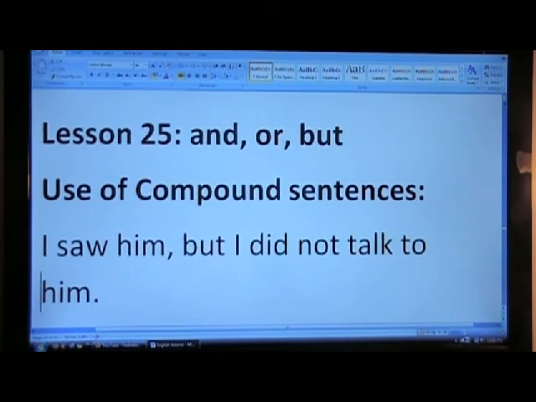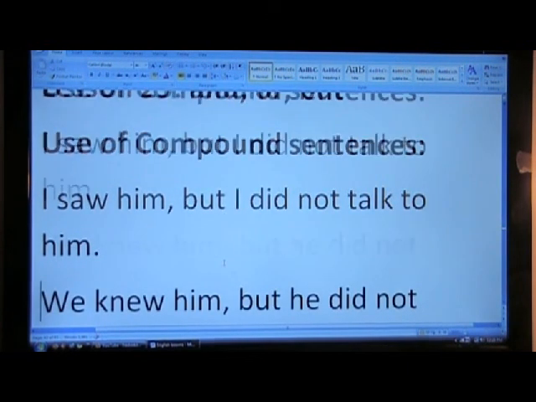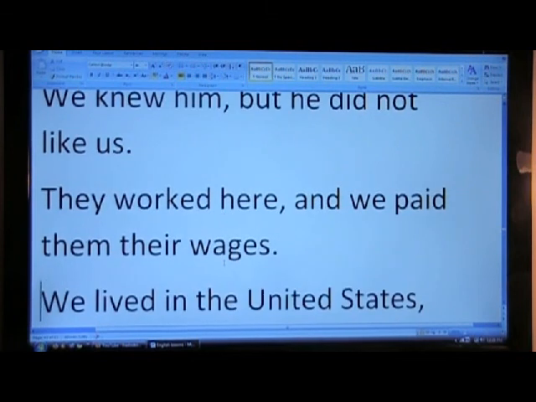It becomes a compound sentence. Two sentences connected with the word but. We knew him, but he did not like us. They worked here, and we paid them their wages. They worked here, a complete sentence. We paid them their wages, a complete sentence, connected with comma and.